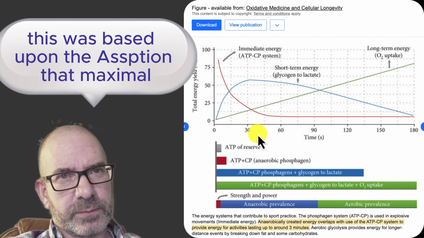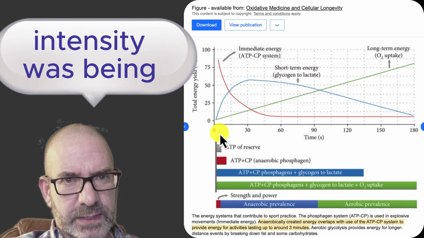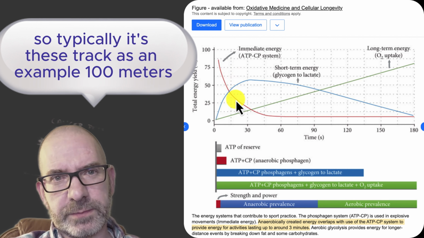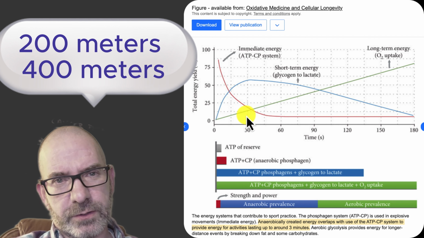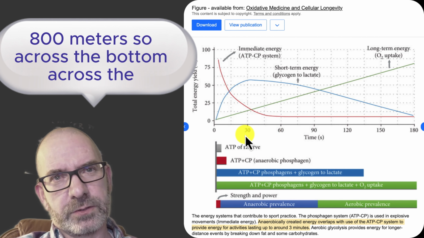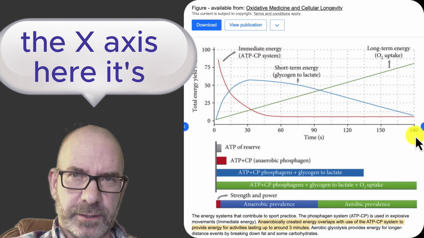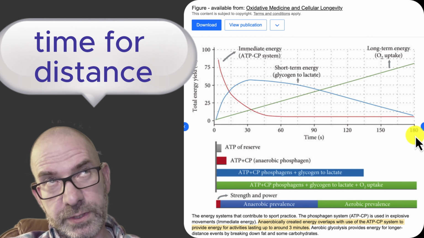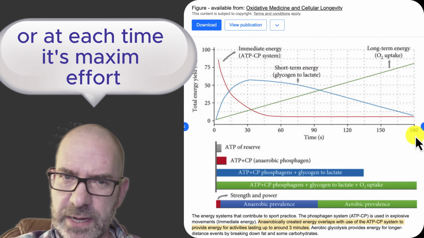But this was based upon the assumption that maximal effort was being provided. So typically they use track as an example: 100 meters, 200 meters, 400 meters, 800 meters. And so across the bottom, across the x-axis here, it's time or distance, with the assumption that at each distance or at each time it's maximal effort.